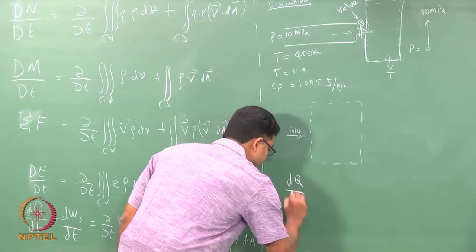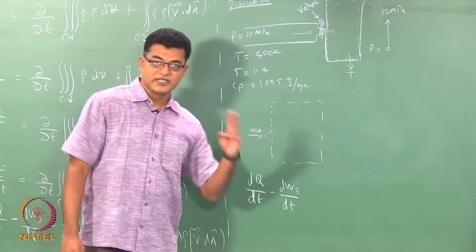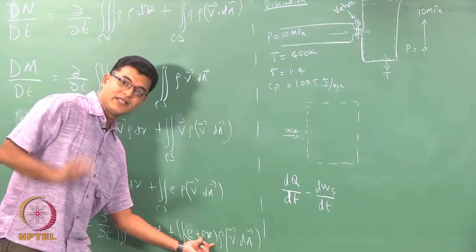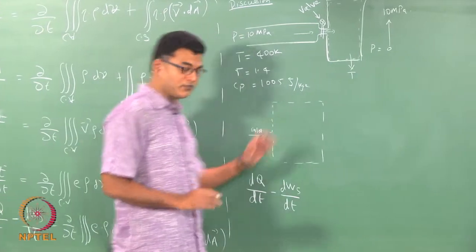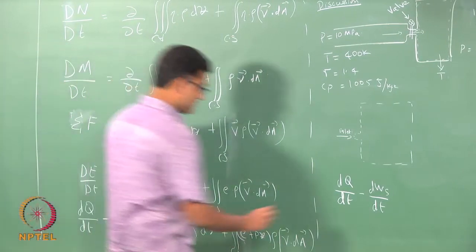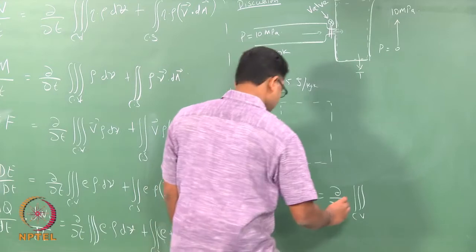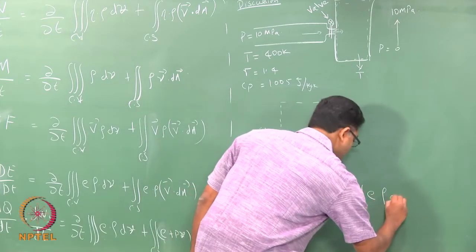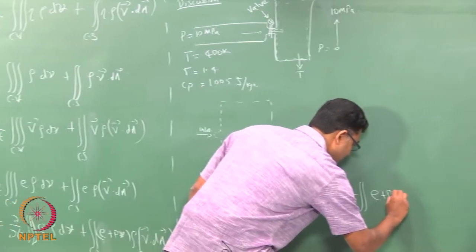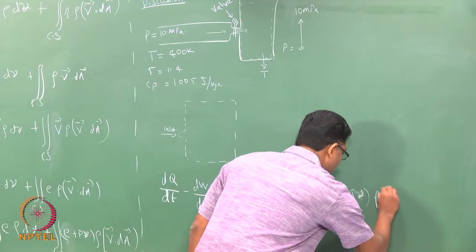So, dQ by dt minus dW by dt. The work term contains two components: one is the shaft work done, and the other is the work done by the surroundings to push the air into the control volume. That is the PV which we have seen in the last lecture. So, del by del t integral control volume E rho dV plus control surface E plus PV rho V dot dA.